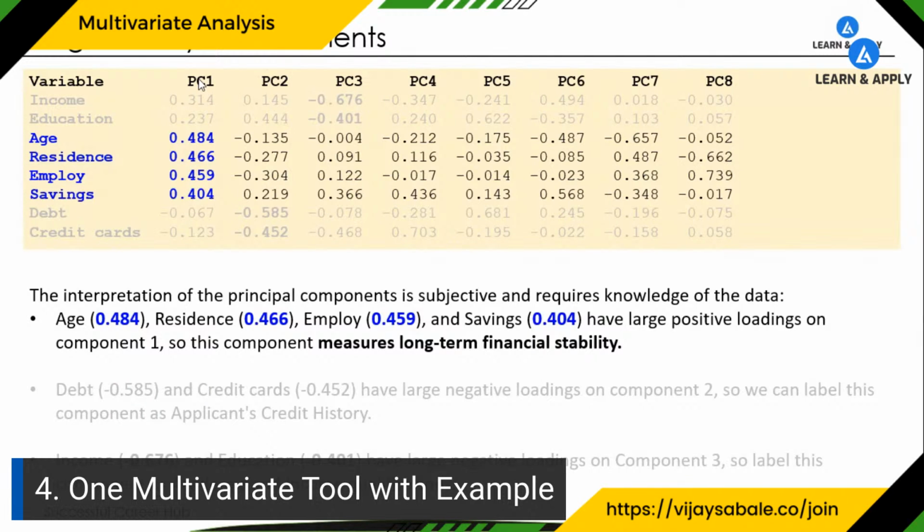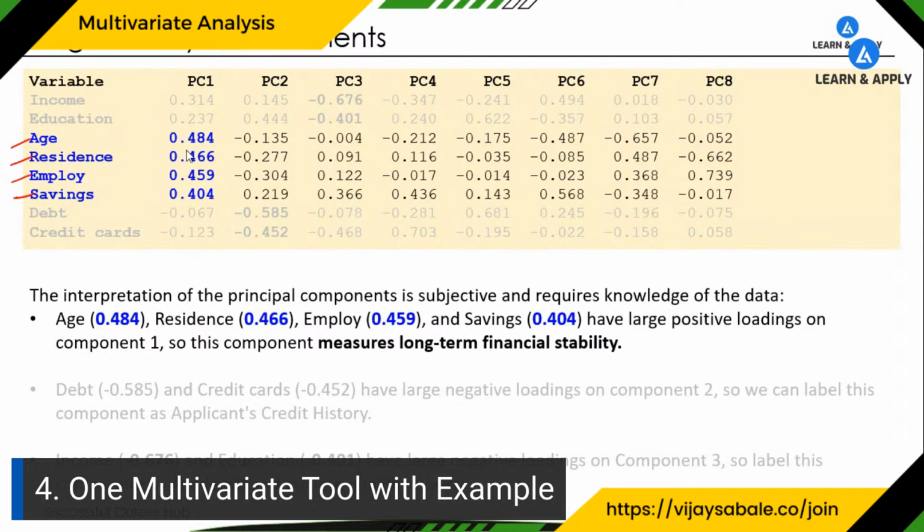Now, if you look at the 4 coefficients here for age, residence, employee, and savings, all have about the same value. That is 0.48, 0.46, 0.45, and 0.40, right? So the values are very close to one another. That indicates that they form one group, right? So based on this coefficient value, we are going to group them.